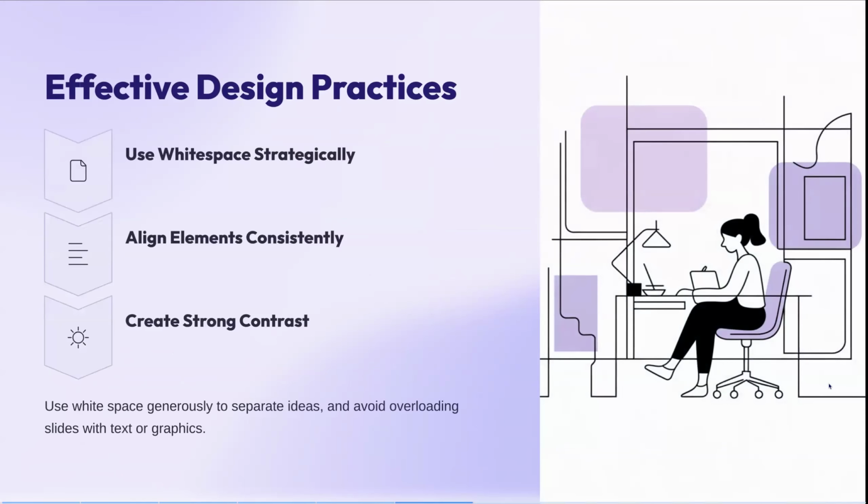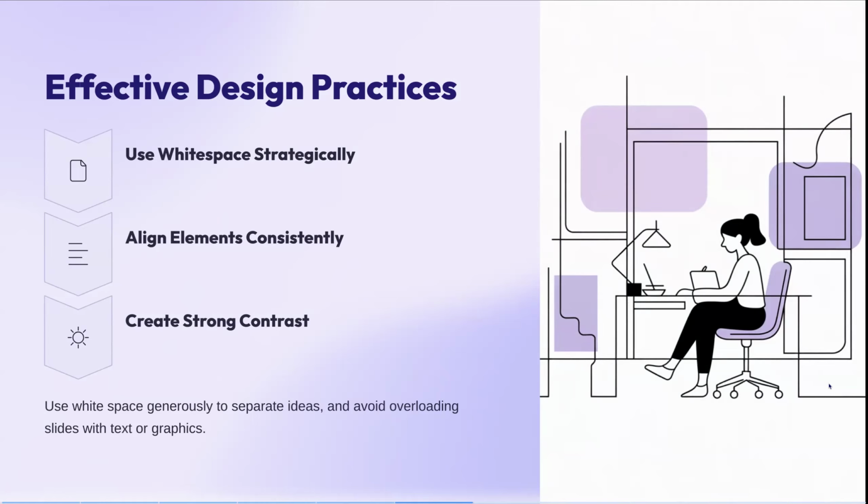We also need white space, which is the space around your content. White space is not necessarily empty. It's a tool that improves clarity and reduces visual stress. And then there's alignment. Alignment is also very key. When text and images line up cleanly, the slide immediately feels organized.